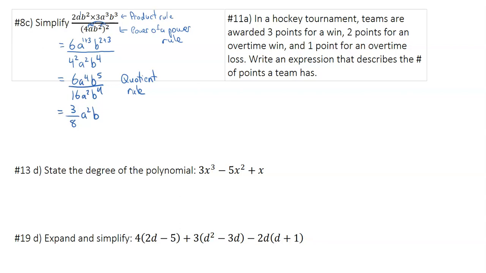All right. 11a says in a hockey tournament, teams are awarded 3 points for a win, 2 points for an overtime win, and 1 point for an overtime loss. Write an expression that describes the number of points a team has. And so this is just getting you to be able to go from words to an equation. So if you haven't done this yet, go ahead and underline the 3 points for a win, 2 points for an overtime win, and 1 point for an overtime loss. And so I'll define the first one for you if you're still stuck with that.